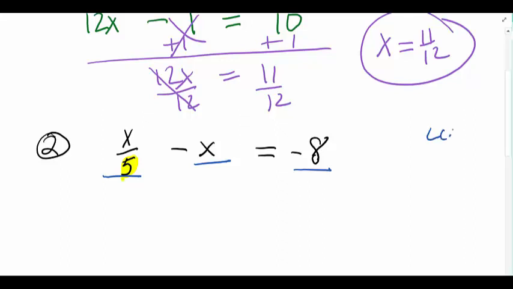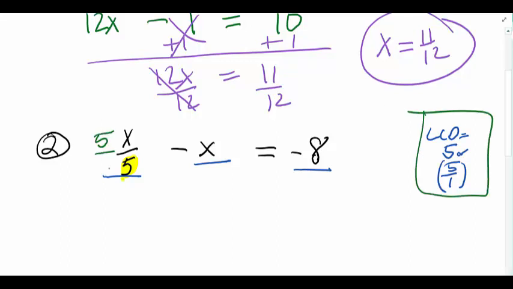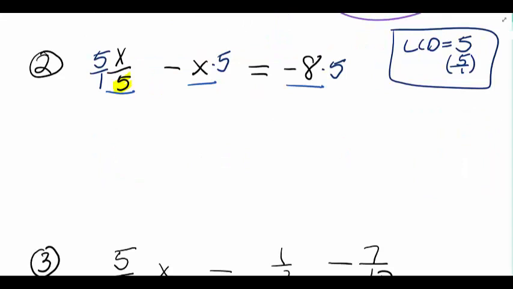So in this case, my LCD is 5 or 5 over 1. So I'm going to multiply every single term by that. If there's a fraction, I'm going to multiply by 5 over 1. If there's not a fraction and it's just an integer, I'm going to multiply by 5. So I'm multiplying number 2 by the LCD, which is 5, or 5 over 1, every single term.